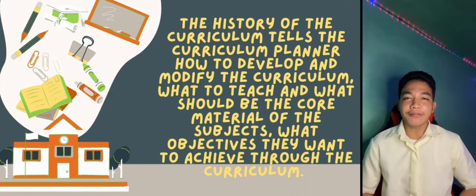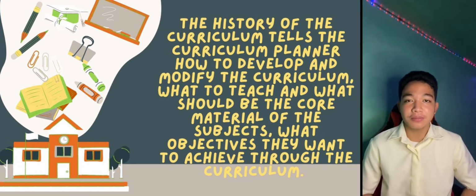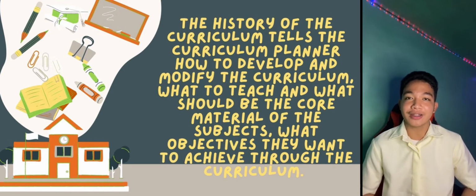The history of the curriculum tells the curriculum planner how to develop and modify the curriculum, what to teach, and what should be the core material of the subjects, what objectives they want to achieve through the curriculum. History also tells them how the teacher should teach, what are the best practices they need to incorporate in curriculum teaching, and what kind of teaching needs to be avoided.